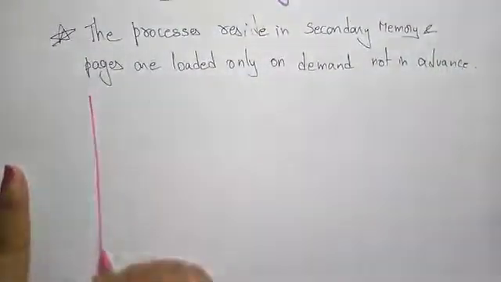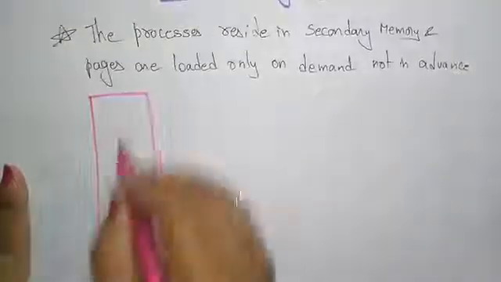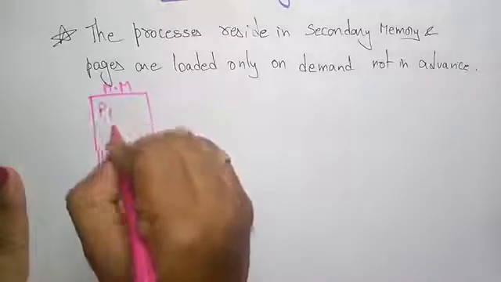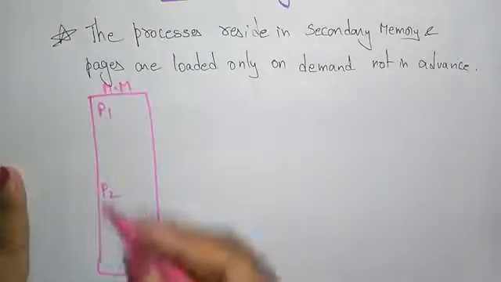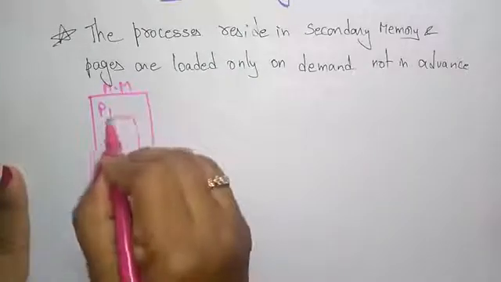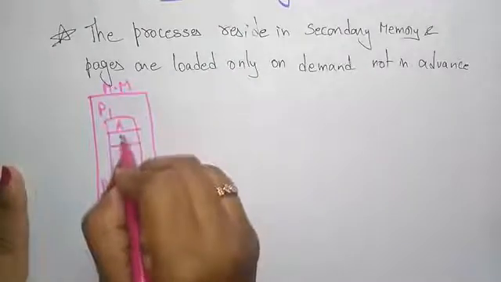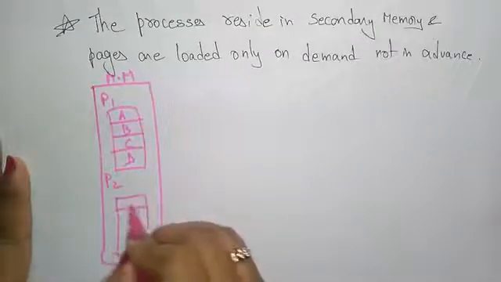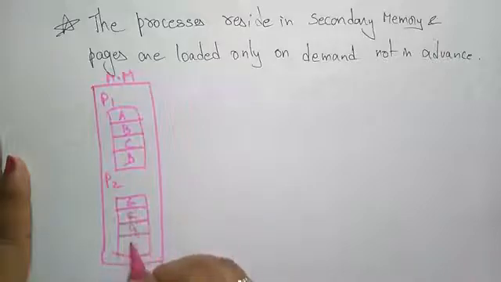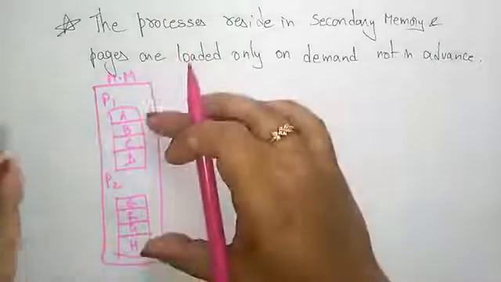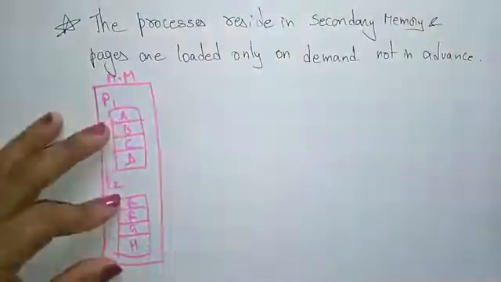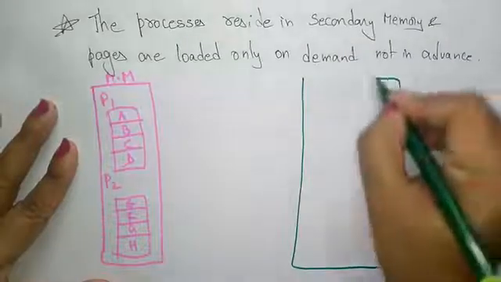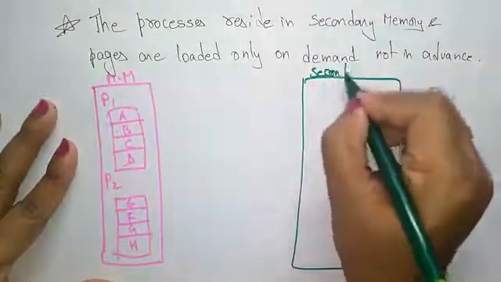Let us take this as the main memory. The main memory consists of processes P1 and P2, two processes. Each process has some frames: P1 has A, B, C, D, and process P2 has E, F, G, H. The main memory is already full with these frames. Coming to the secondary memory, secondary memory is the disk.